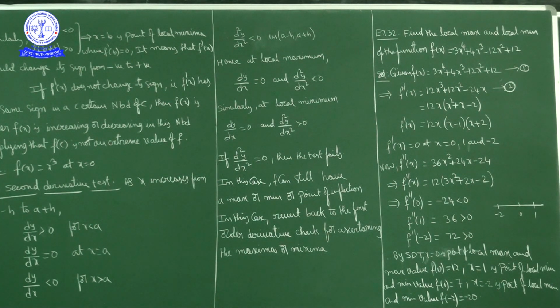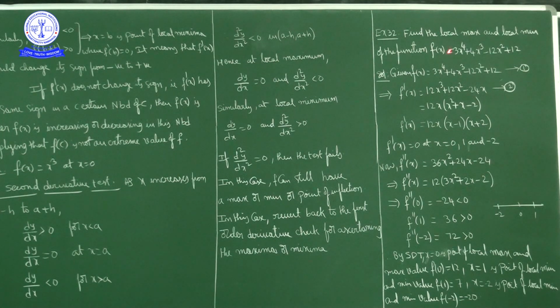Next, f double dash of minus 2, because f dash of x equals 0 at 0, 1 and minus 2. Substituting minus 2 in place of x, we get 12 into (3 into 2 square, 2 square is 4, 4 threes are 12; 12 minus 4 minus 2 is minus 6; 12 minus 6 is 6). So 12 into 6 is 72. So f double dash of minus 2 is positive, which means x equal to minus 2 is a point of local minima.